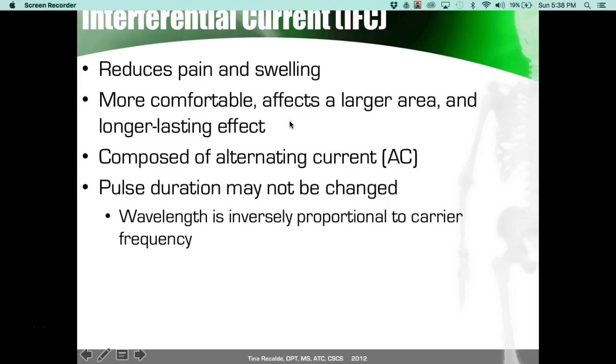Those of you who are doing your research study on electrical stimulation might find articles comparing IFC to TENS, and you can let us know what you found with that. It's composed of alternating currents. The pulse duration may not be changed. The wavelength is inversely proportional to the carrier frequency, and so we'll talk about that a little bit here.